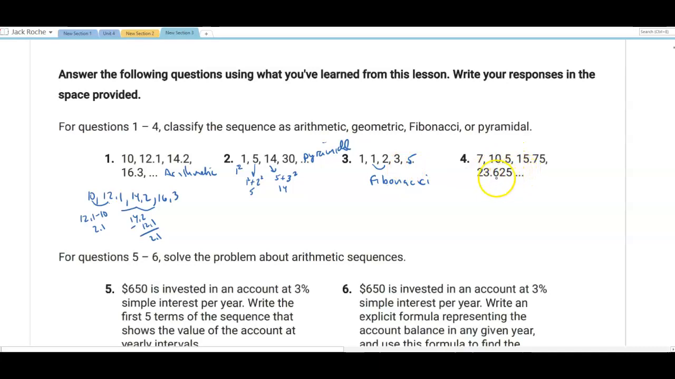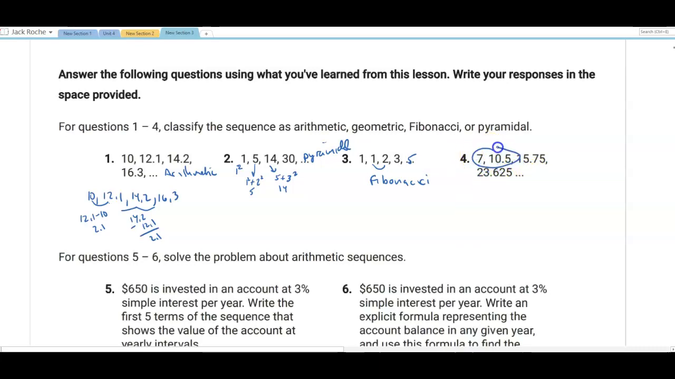And the last one, I'm adding 3.5 here, so 3.5 plus 10.5 will not give me 15.75, so it's not arithmetic. It's really not Fibonacci and it's not pyramidal, so let's check to see if it's geometric.